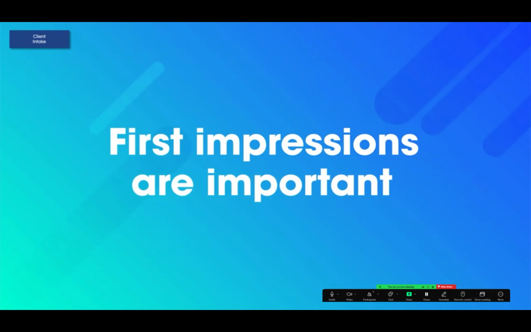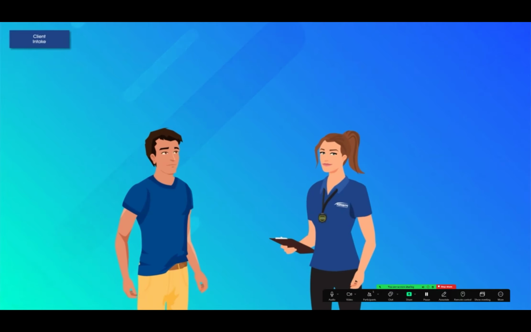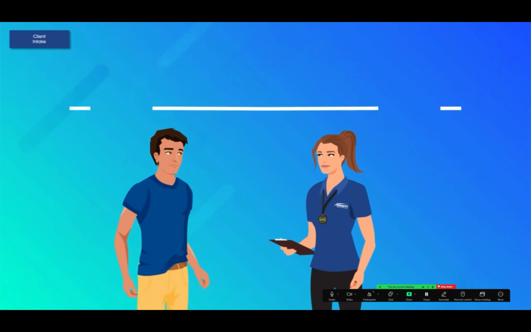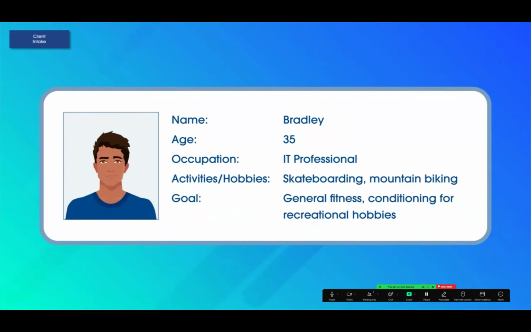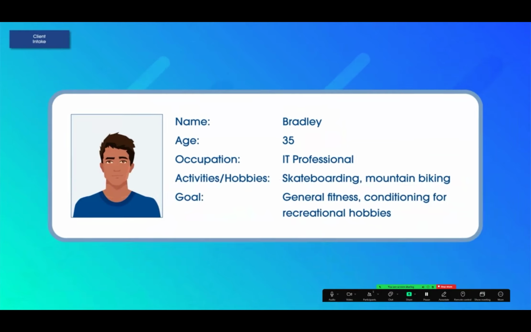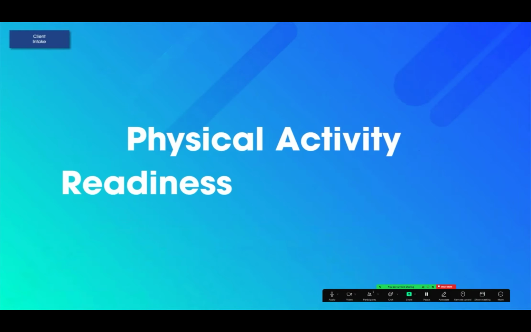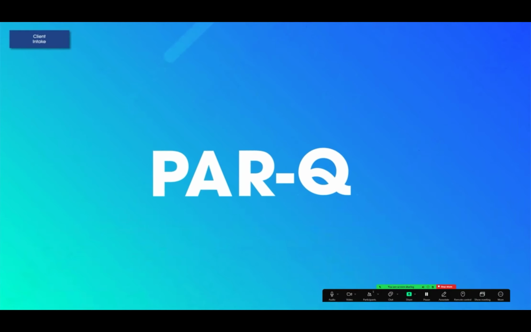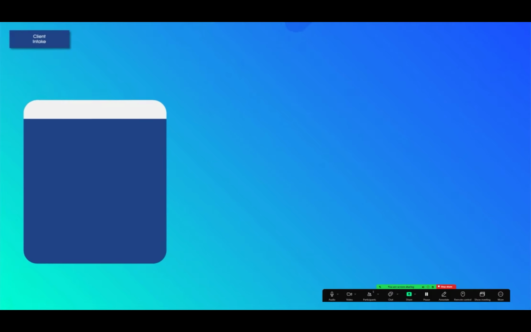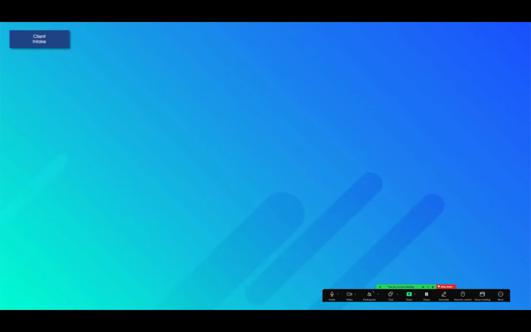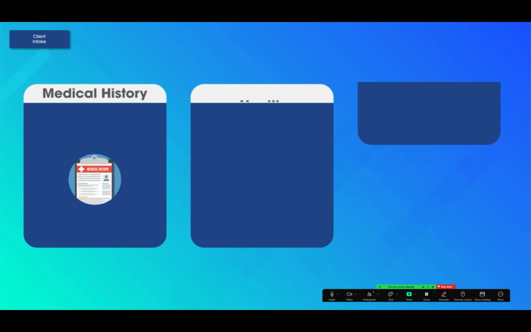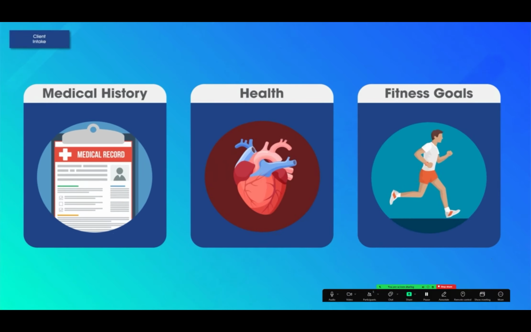First impressions are important. Just as much as you'll be evaluating the client, this is your chance to create a positive first impression. The client intake screen should be as thorough and detailed as possible and should include a physical activity readiness questionnaire, or PAR-Q, as well as questions about their lifestyle, occupation, and hobbies. You'll also discuss the client's medical history and health and fitness goals.